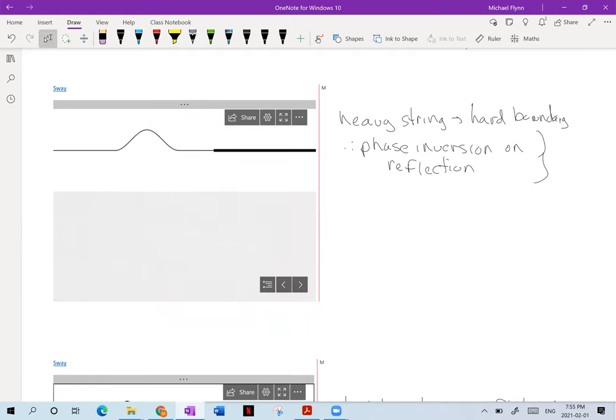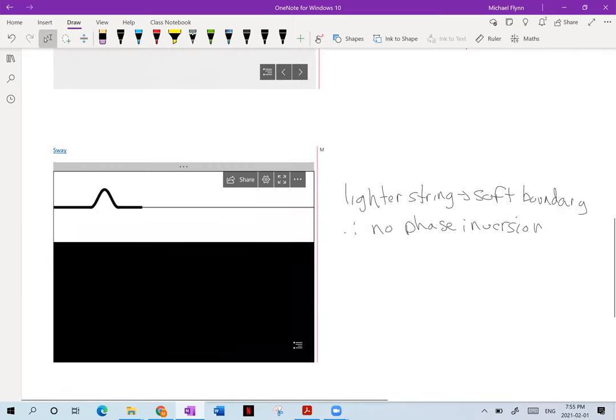Now the transmission never changes. It stays a crest. So whatever makes it through into the heavy rope, its identity won't change. It'll stay a crest. Now the opposite is true. If you start in something heavy and you're bouncing off something light, that's like hitting a soft boundary. And when you hit a soft boundary, you do not get a phase inversion. All right, so that is the key difference.